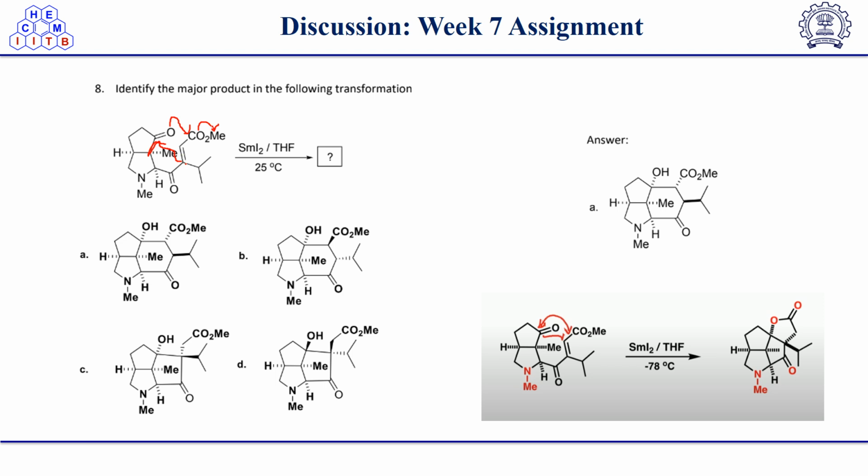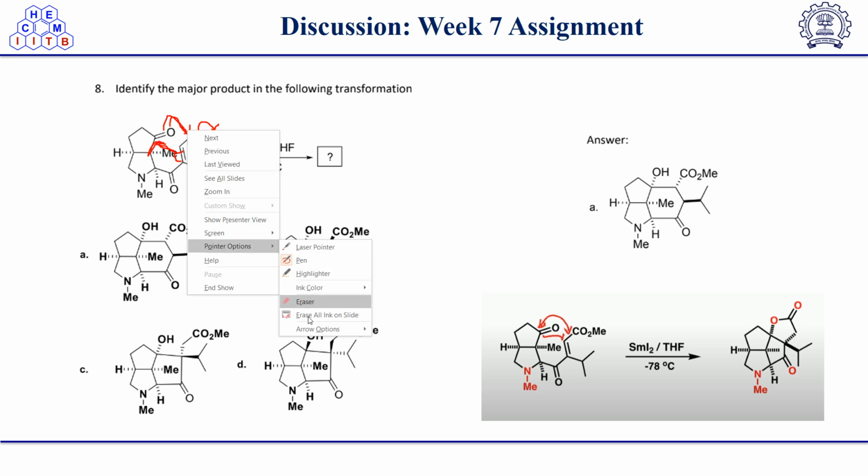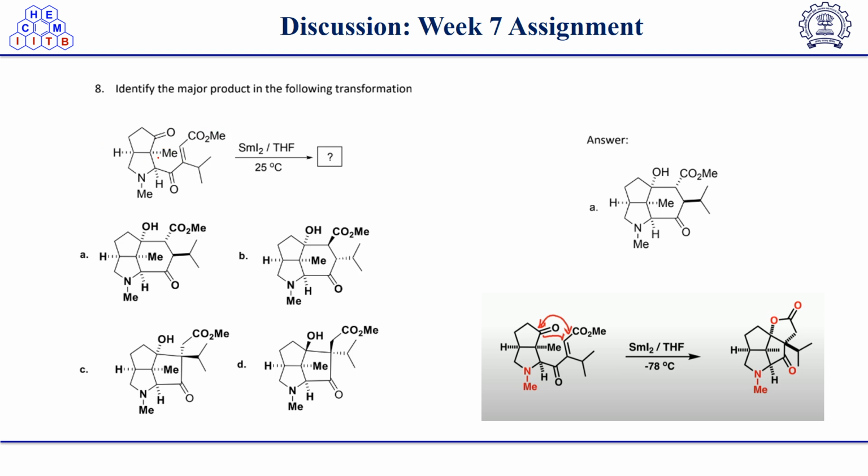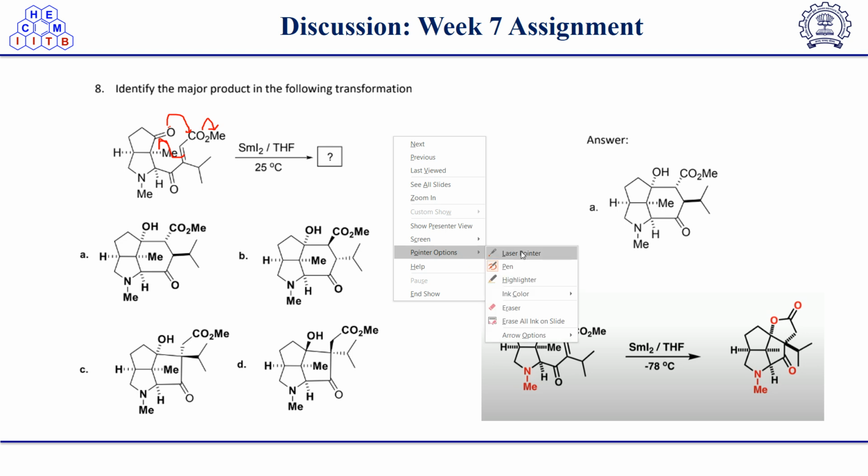At the ring junction, we can see this isopropyl group is also present. So this double bond will attack this electrophilic carbonyl carbon, and this oxygen lone pair will attack this carbonyl center, resulting in the elimination of one of the OMe groups to form two five-membered rings in addition. So the correct answer will be option A.